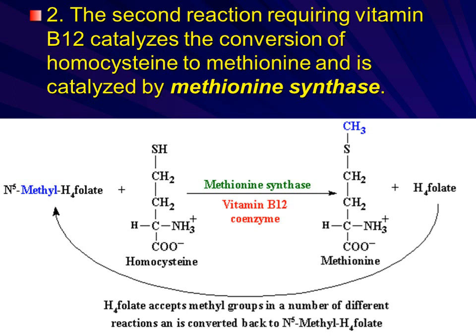التتراهيدروفولات هو الactive form of folic acid, and by this reaction we will gain tetrahydrofolate, which is required for many different other reactions. So tetrahydrofolate accepts methyl group in a number of different reactions and is converted back to N-methyl tetrahydrofolate.